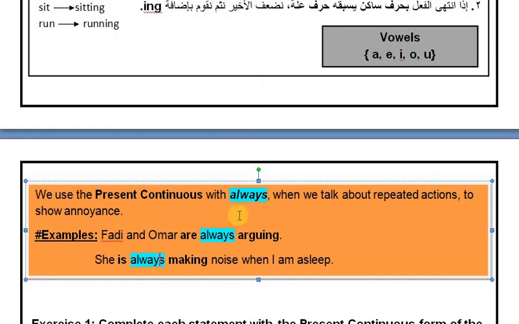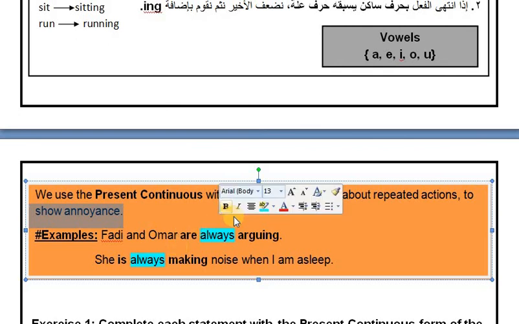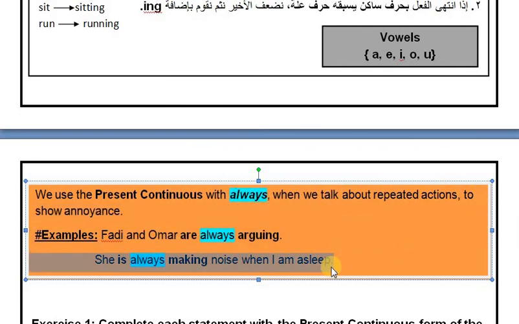So pay attention that you need to use the present continuous with always when you talk about repeated actions to show annoyance. And pay attention, always is placed between are or is or am and verbal ing. هي بتيجي بالوسط بين is or بين the verb with ing. Okay guys, please pay attention to this idea. ننتبه على هاي الفكرة.